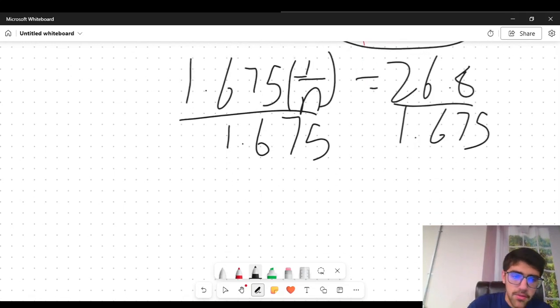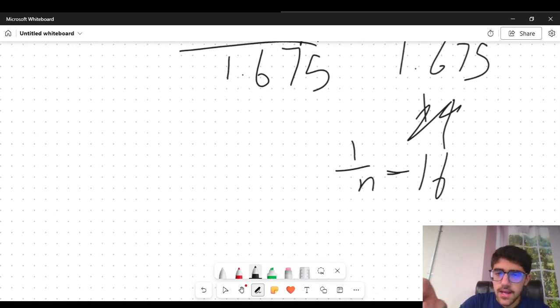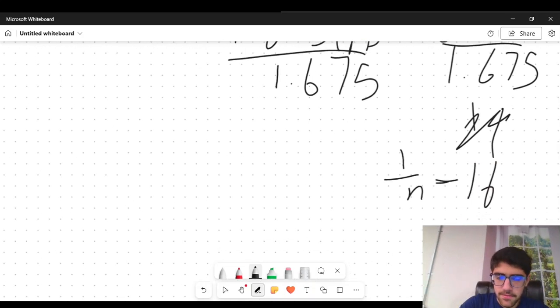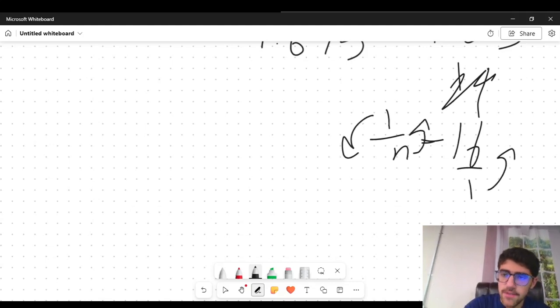1.675. Put that into decimals. 26.8 divided by 1.675 gives me 16. 16 equals 1 over n. And then from there, if it makes sense to you, you can just flip both sides. So I'm just going to flip this, flip this. This is 16 over 1. Flip it. I get n equals 1 over 16.